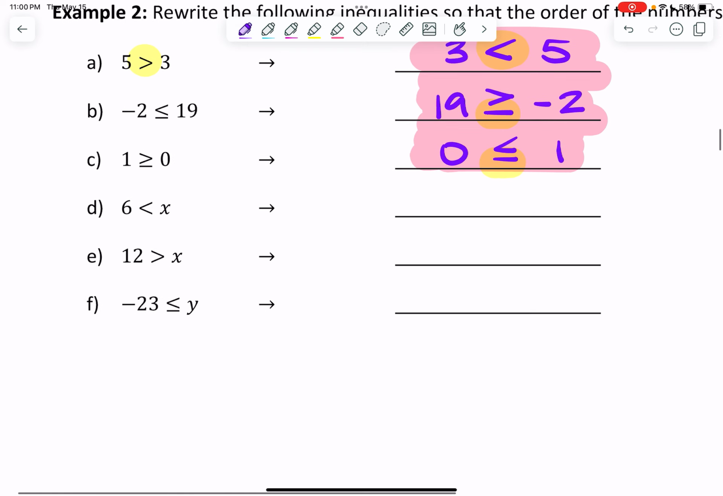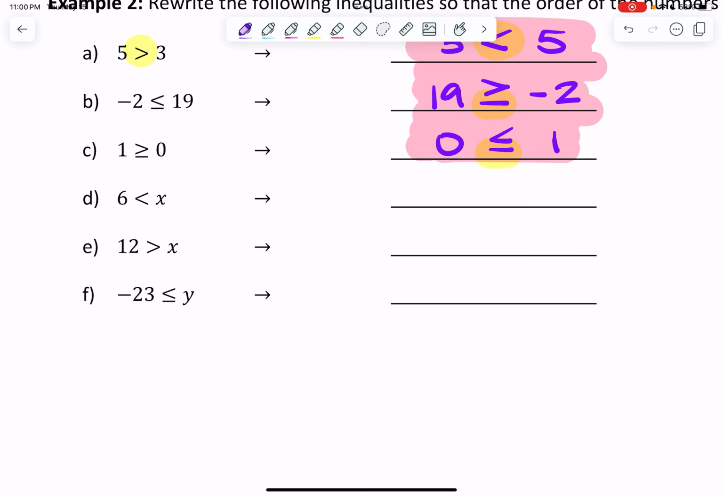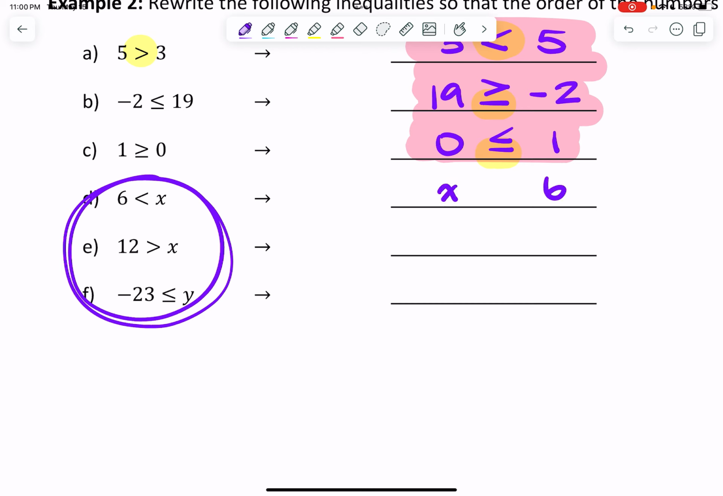Now, what we do need to make sure we remember is that we have to flip the sign when we flip the order, specifically when I don't have numbers on both sides, because that's not something where we can just look at the values and know the direction of the inequality. It's not necessarily obvious to us. We have to remember to make sure that flip still happens. So if 6 is less than x, that means x is greater than 6. And if 12 is greater than x, that means x is less than 12.